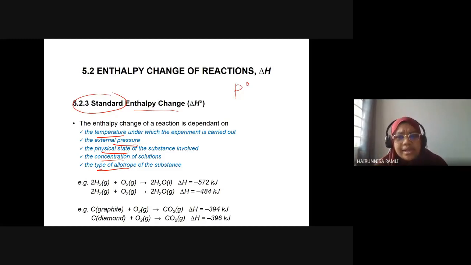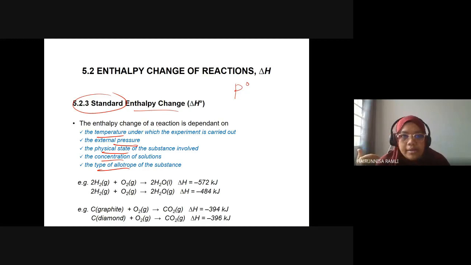So, what is physical state? State yang you selalu belajar. You belajar chapter 4 kan? State of matter. You have solid, liquid, gas. Even aqueous also state kan. So dalam tajuk chapter 5 ni when you go to the equation, balancing equation, physical state is very tiga-tiga kali important. It is compulsory to write the physical state.